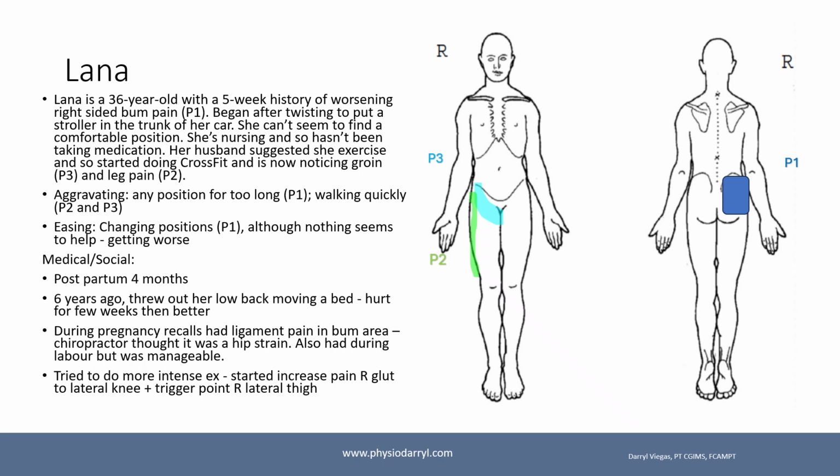So that's a lot of information to digest. At this point, I'd like you to pause the video, and I'd like you at this stage to write down a list of potential sources of pain for each of Lana's P1 to 3. Now, some of these may be unique and some of them may overlap. So I'd like you to pause the video at this time and just create that list.